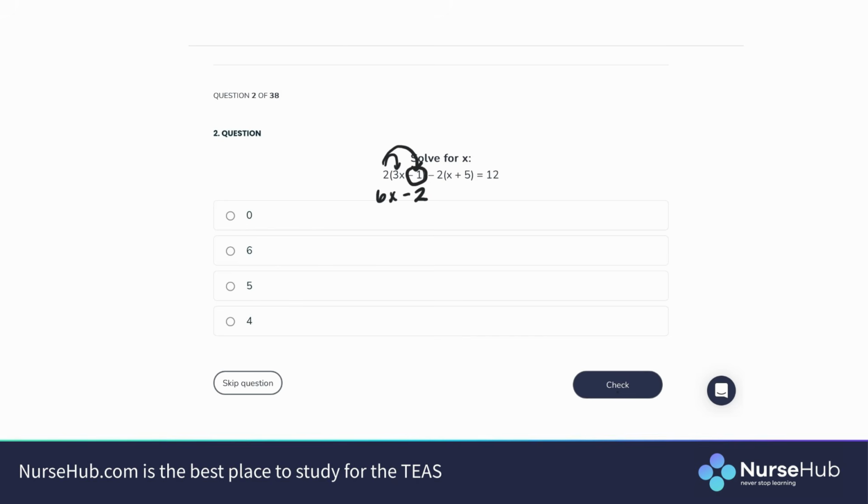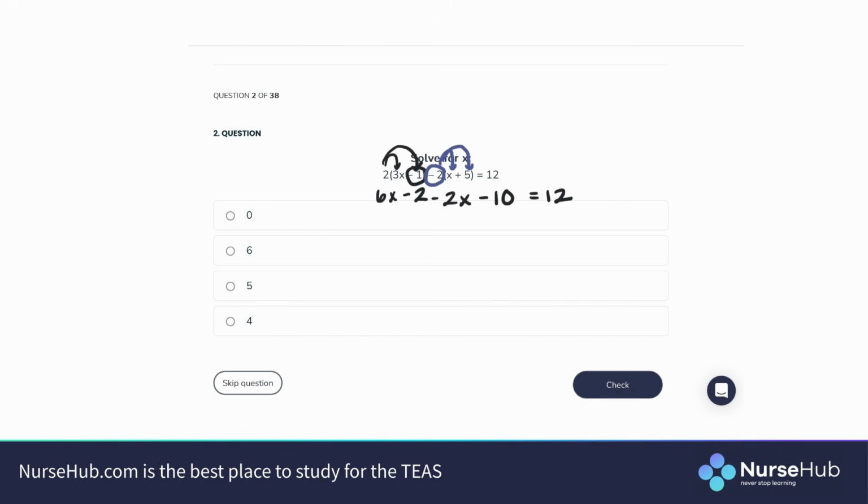Now, same thing is going to happen with the other parentheses and this negative 2. So we have negative 2 being multiplied by both numbers inside as well. So negative 2 times x gives me a minus 2x, and negative 2 times 5 gives me minus 10. So that gives me 6x minus 2 minus 2x minus 10 equals 12.